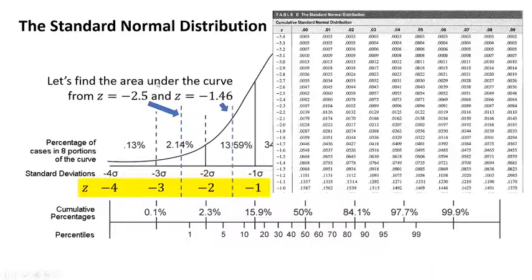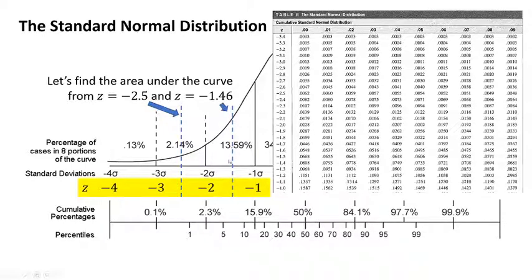So let's try to find the area under the curve somewhere from z is equal to -2.5. You can see we're right in between -2 and -3. We're right in here, between 2 standard deviations below the mean and 3 standard deviations below the mean. And right in here, z is equal to -1.46, so a little bit less than half the distance from 1 standard deviation below the mean and 2 standard deviations below the mean. So somewhere in here. All right.